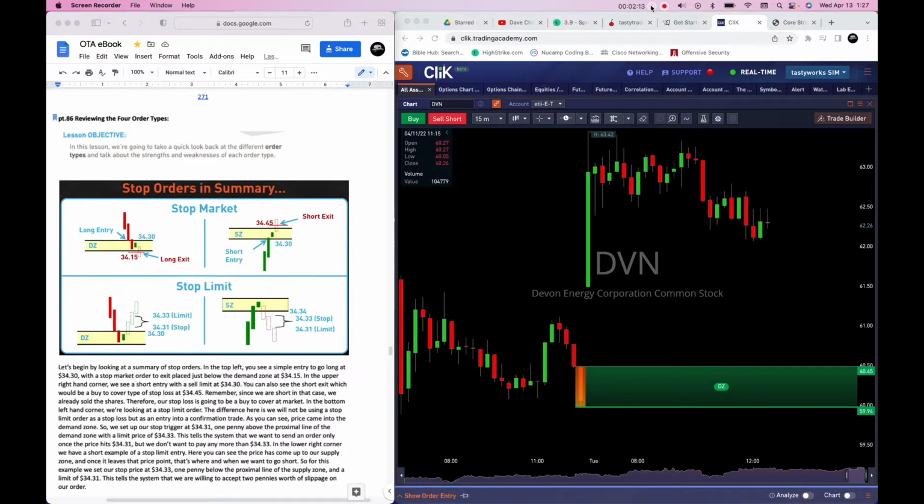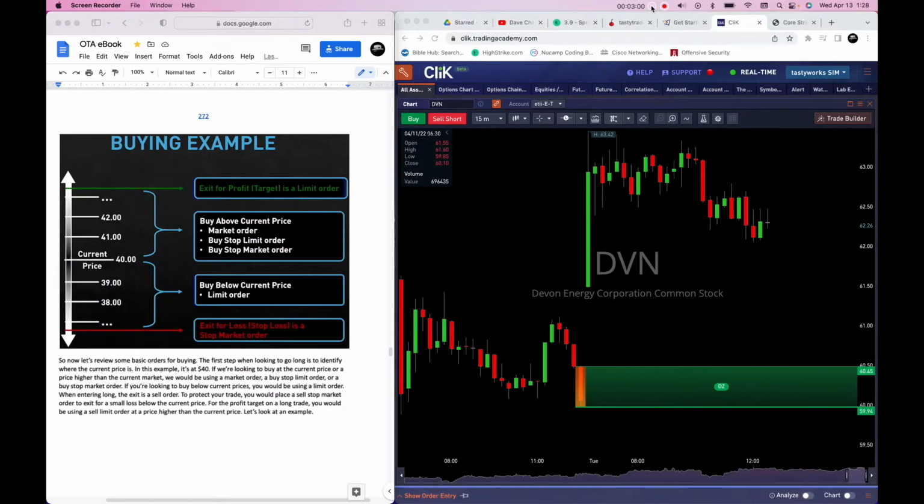Here you can see the price has come up to our supply zone, and once it leaves that price point, that's where and when we want to go short. So for this example, we set our stop price at $34.33, 1 penny below the proximal line of the supply zone, and a limit of $34.31. This tells the system that we are willing to accept 2 cents worth of slippage on our order.